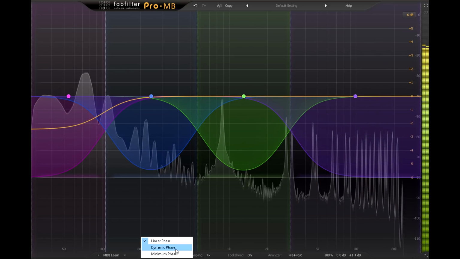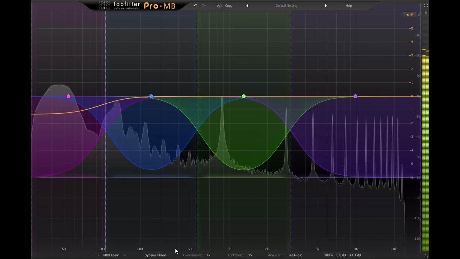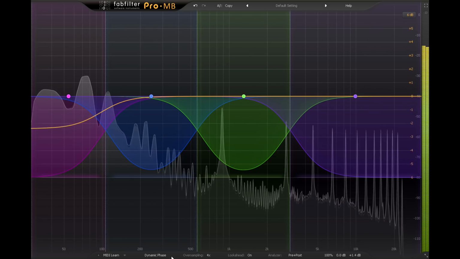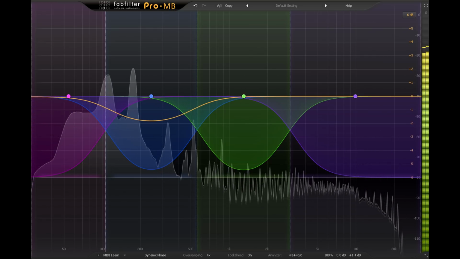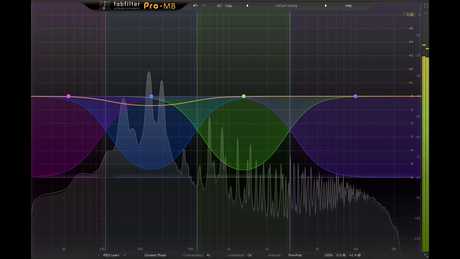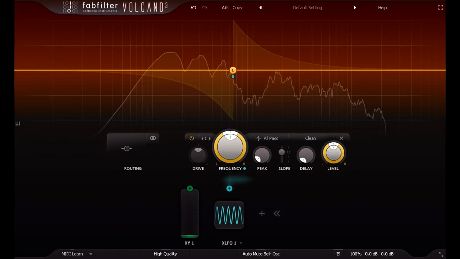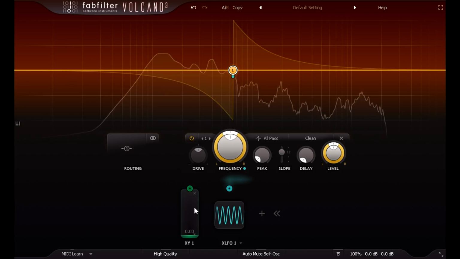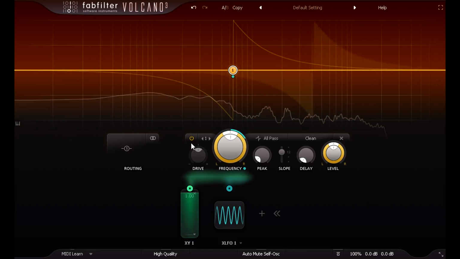Dynamic phase mode can be really useful in ProMB. This mode might only exist because I badgered the FabFilter developers into making it. Let's talk for a moment about the implications of a dynamic phase response. There may be some debate about how audible a phase shift like this one is. Personally, I can't hear a difference when bypassing this all-pass filter in Volcano 3. But if I modulate that all-pass filter, I'm hearing that now.